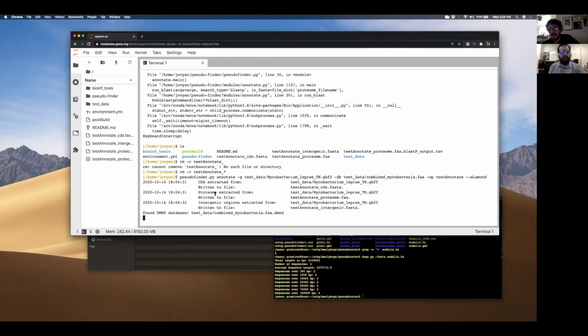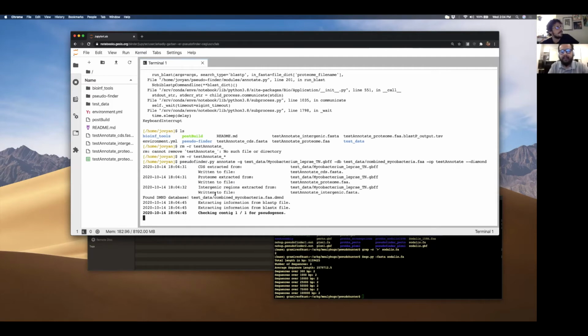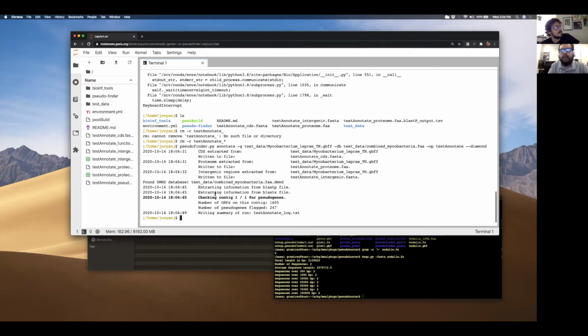Okay, so I'm removing this test annotate, which was a directory that was written by the last command. I don't think it matters. I think Pseudo-Finder will overwrite the directory. I know some programs like Unicycler or Prokka don't like overwriting, so they're going to crash. But in this case, it won't do that.